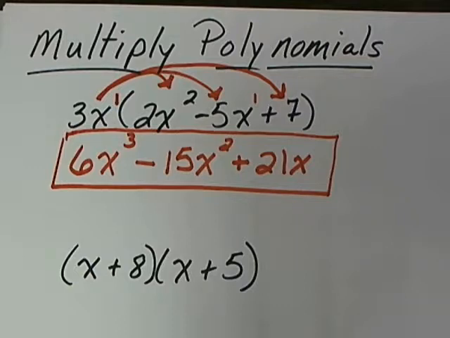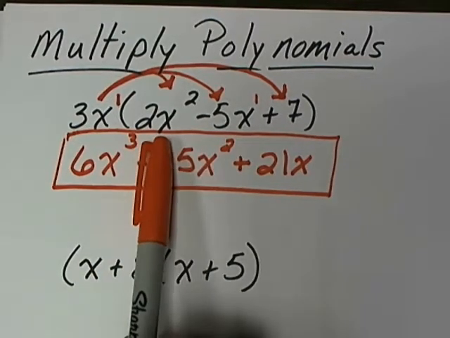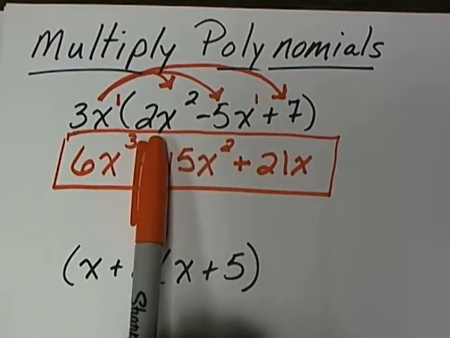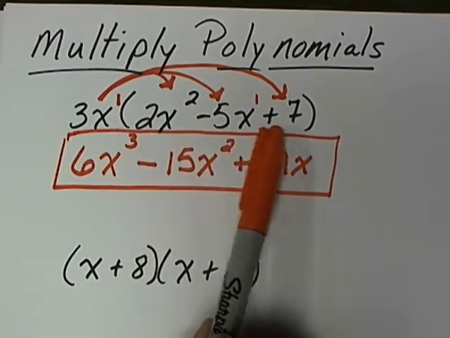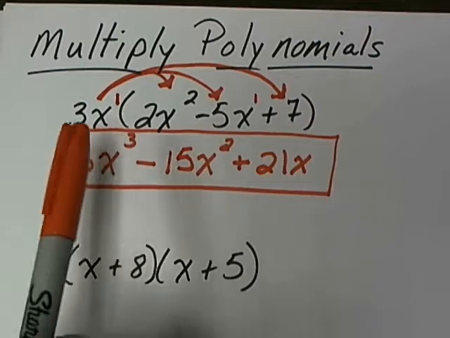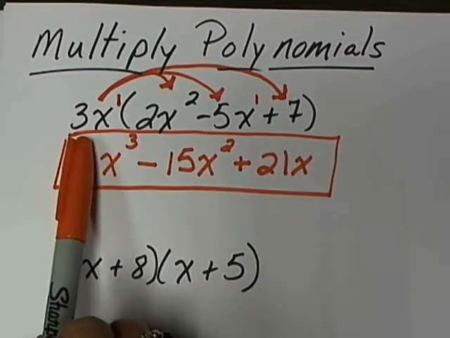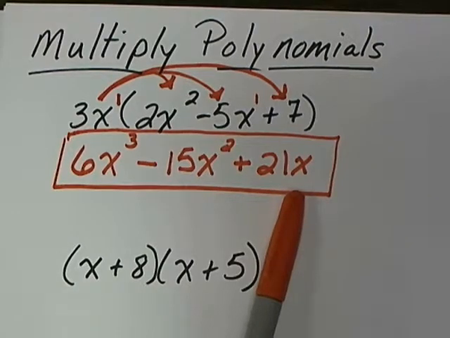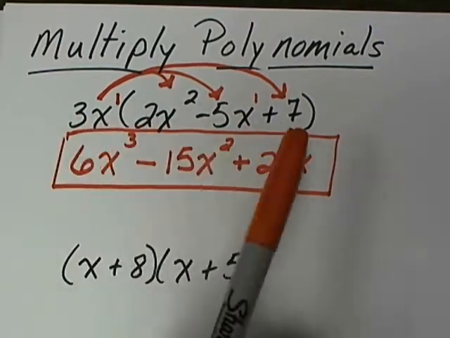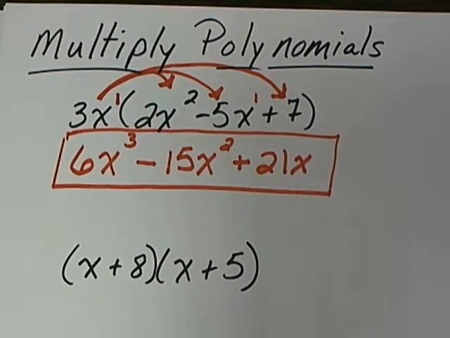Something to note. Inside the parentheses here, when we had this polynomial, 2x squared minus 5x plus 7, those terms were not like. So when we take that times just a single term out here, you will not get any like terms, because you're going to be multiplying or changing each term inside by the same factor, which is not going to make them match.